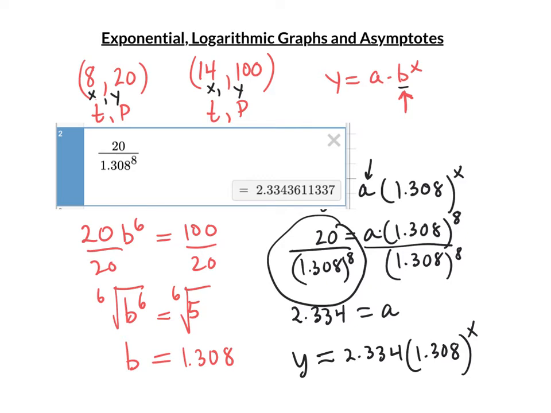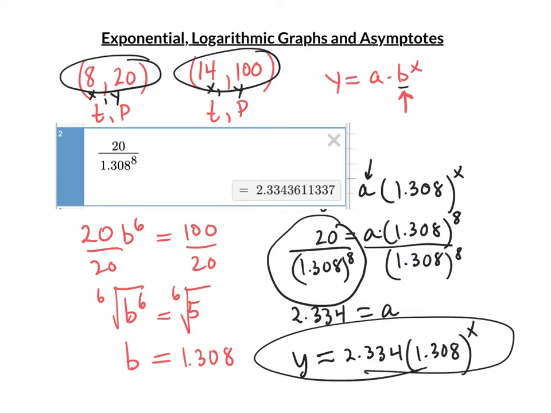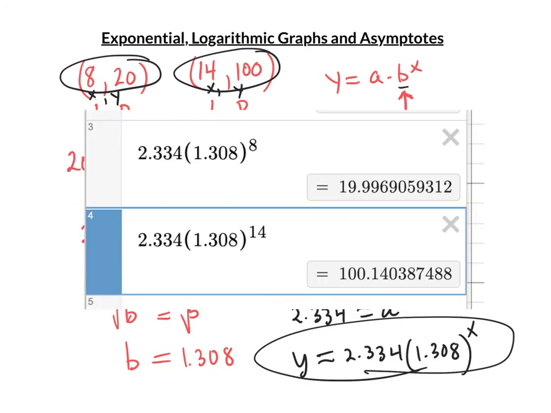How do we check our answer then? How do we know that we're correct? If you go back to our points, if you plug in 8, you should get 20. If you plug in 14, you should get 100. Keep in mind, these values are rounded, so it's not going to be perfect, but it should be close. I plugged those into Desmos to check my answer. I put in x is 8, and I got very, very close to 20. And I plugged in x is 14, and I got very, very close to 100. I know I'm good.